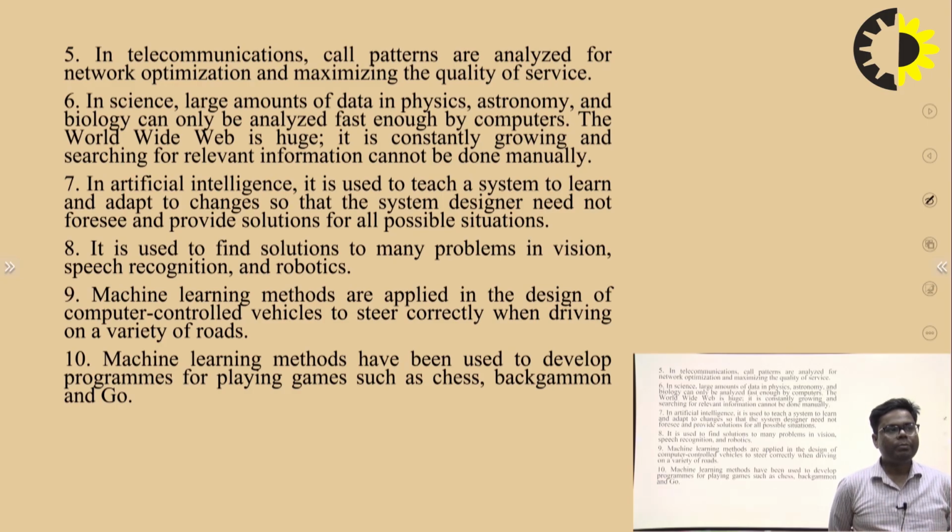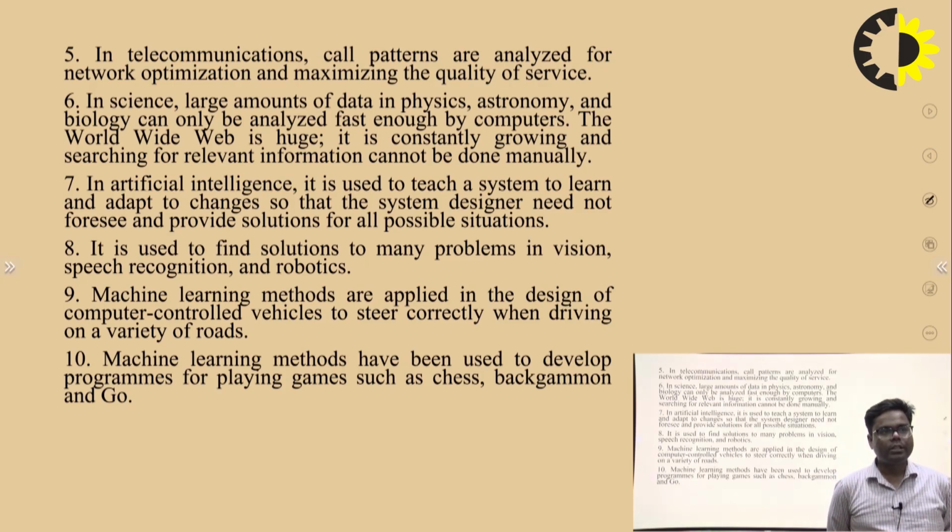The World Wide Web, the WWW, is huge. It is constantly growing, and searching for relevant information cannot be done manually. In artificial intelligence, it is used to teach a system to learn and adapt to change, so that the system designer need not foresee or provide solutions for all possible situations. It is used to find solutions to many problems in vision, speech recognition, and robotics.